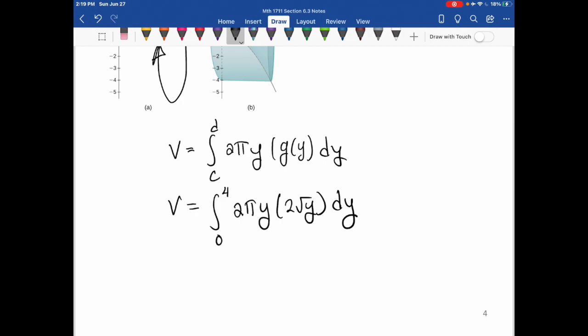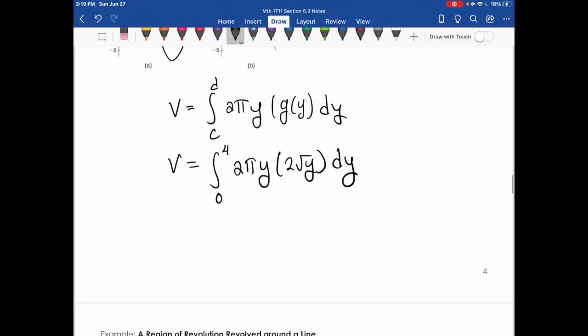Now I want to point out that most of the time functions are given in terms of x, and we're lucky because this example has already translated everything for us in terms of y. If the function was given in terms of x, we would need to solve it for x and put it in terms of y in order to use this. But lucky for us, the book had set this up for us already.